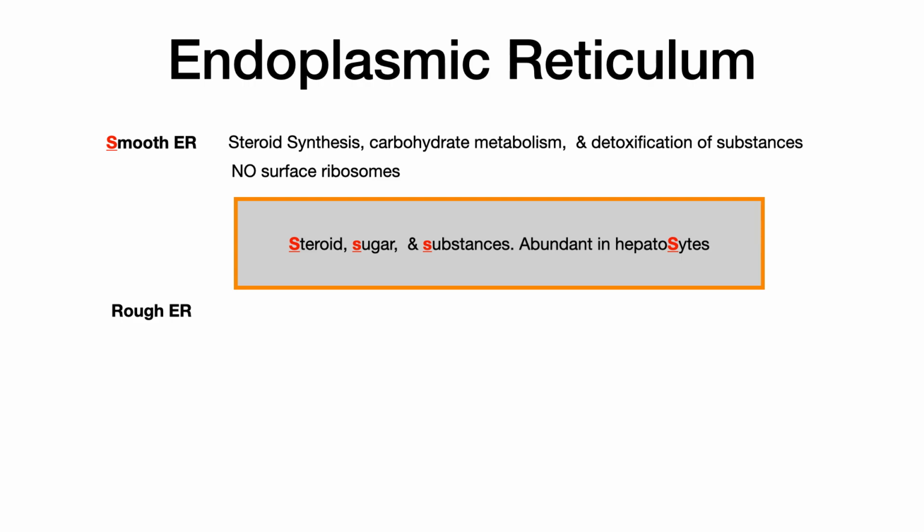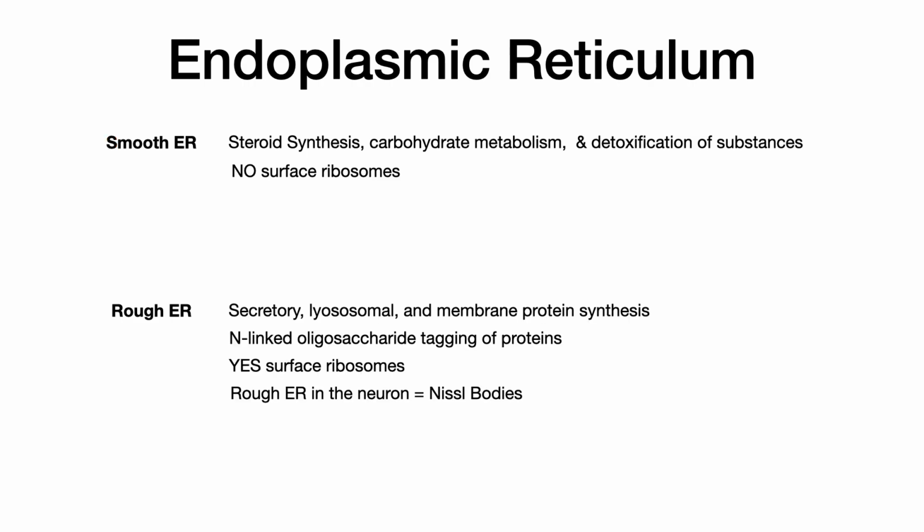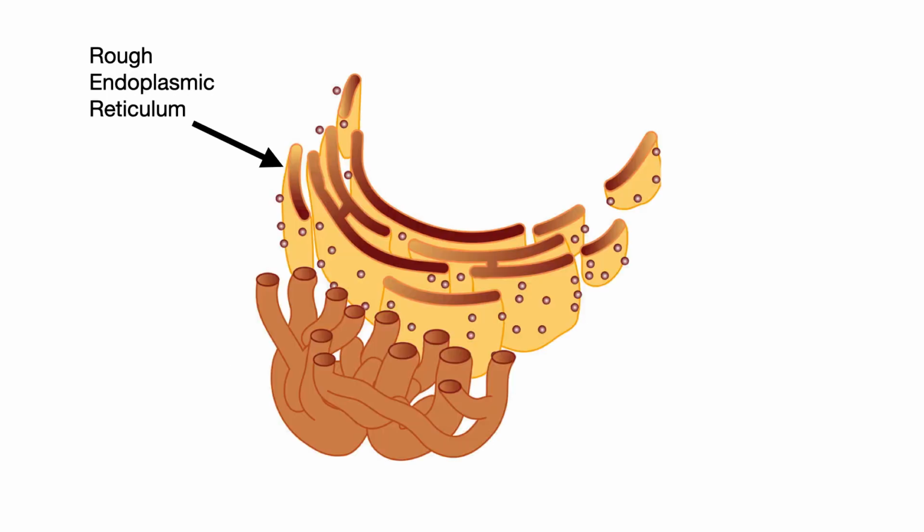Now let's compare that to the rough endoplasmic reticulum. The rough ER is responsible for secretory, lysosomal, and membrane protein synthesis. It does something called N-linked oligosaccharide tagging of proteins. And yes, it does have surface ribosomes, and that's the reason that this is the rough endoplasmic reticulum. If you look at an image of the rough endoplasmic reticulum, you see that it looks bumpy. It has this rough surface to it.